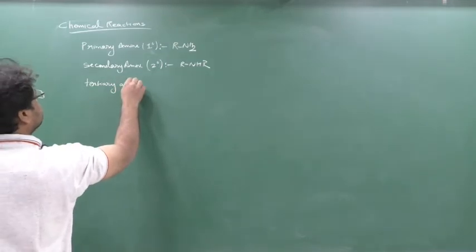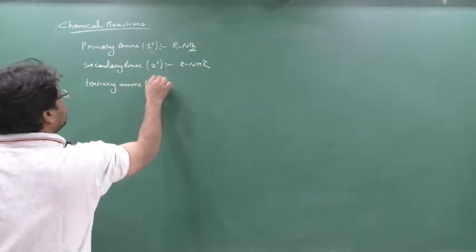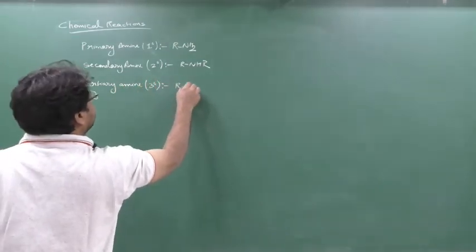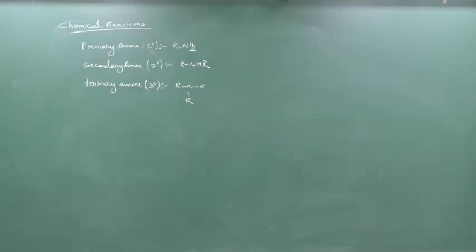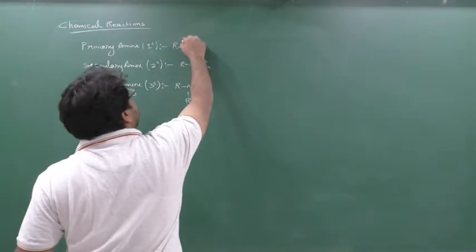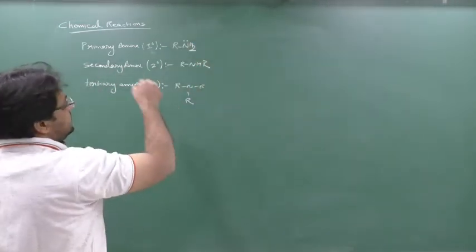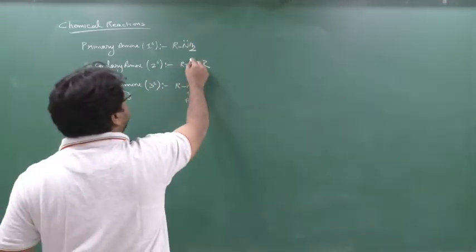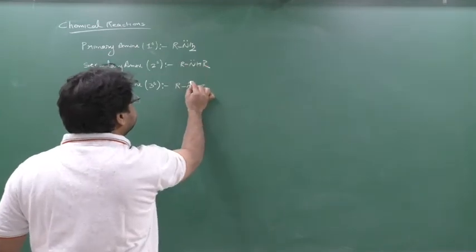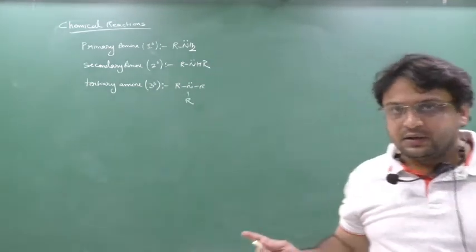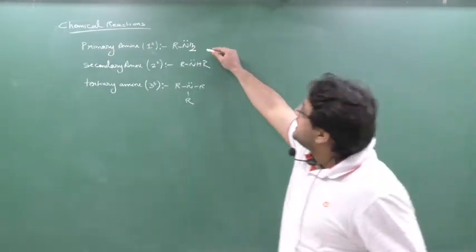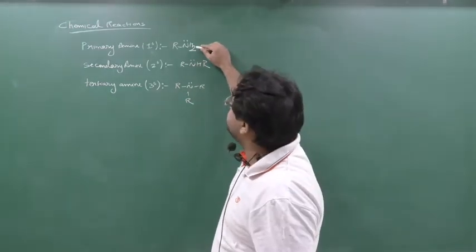Tertiary amine, that is 3 degree, RNRR. Okay. See, on every nitrogen of amine, whether it is primary, secondary or tertiary, there is one lone pair on nitrogen. Yes or no? So due to the lone pair on the nitrogen of each amine and the hydrogen, and this hydrogen is acidic hydrogen, because this hydrogen will be removed as H plus.